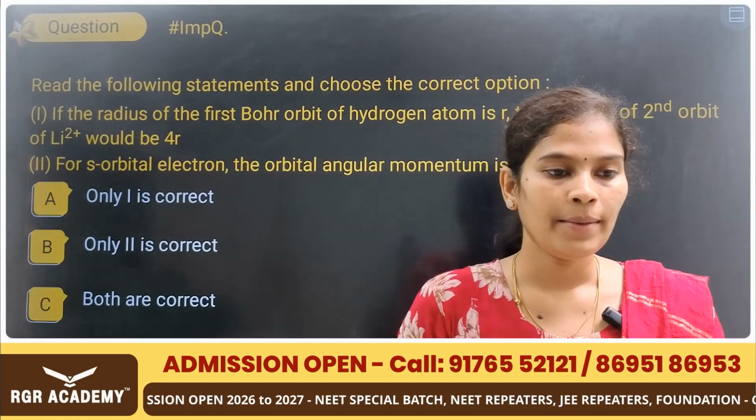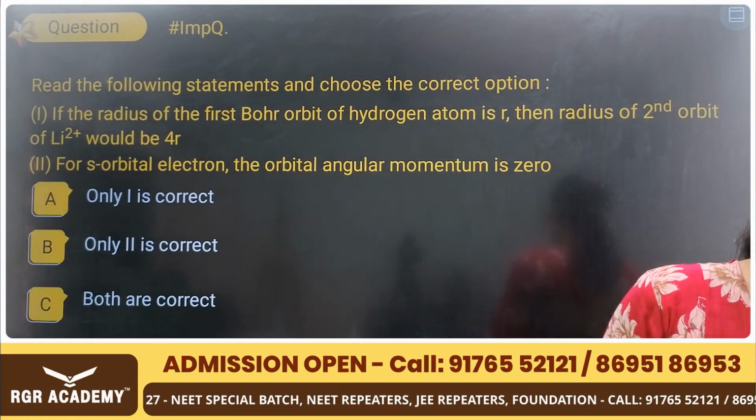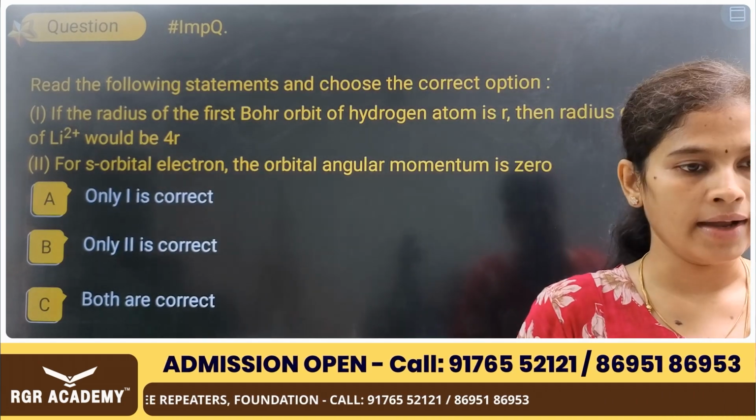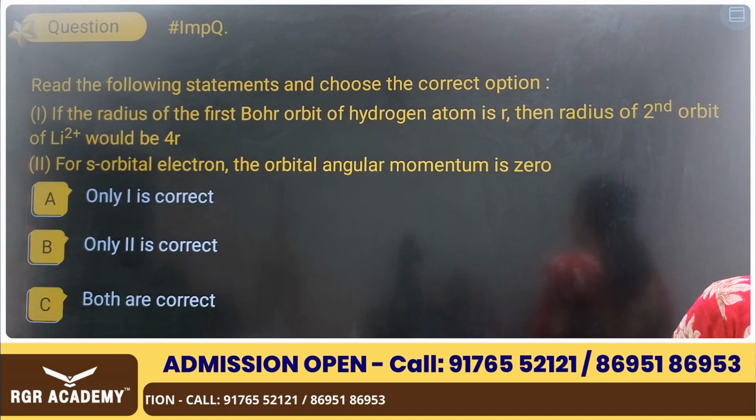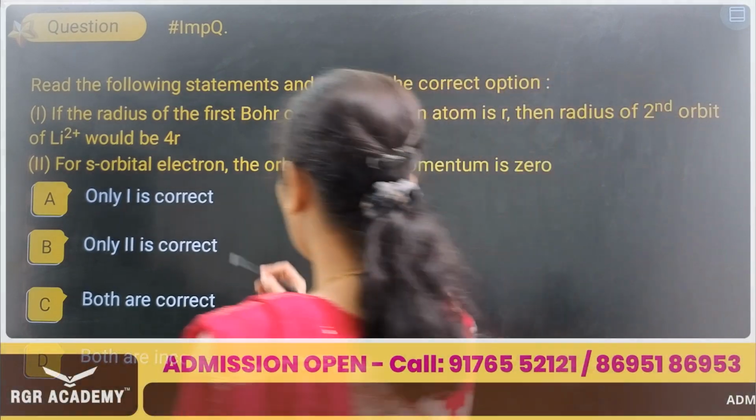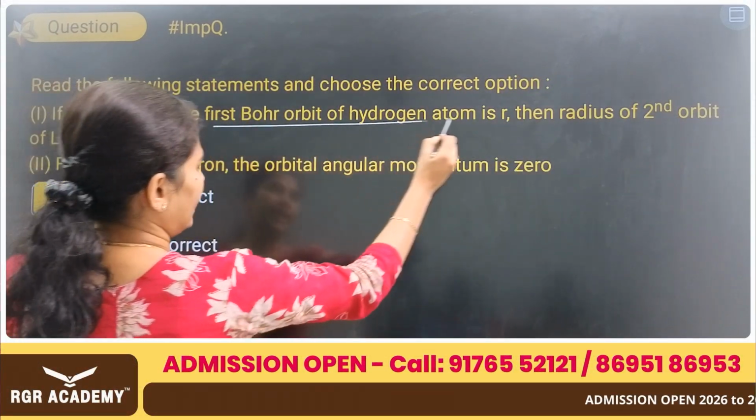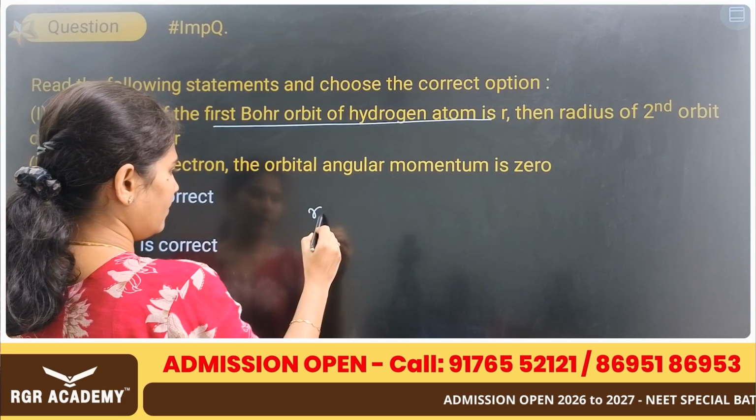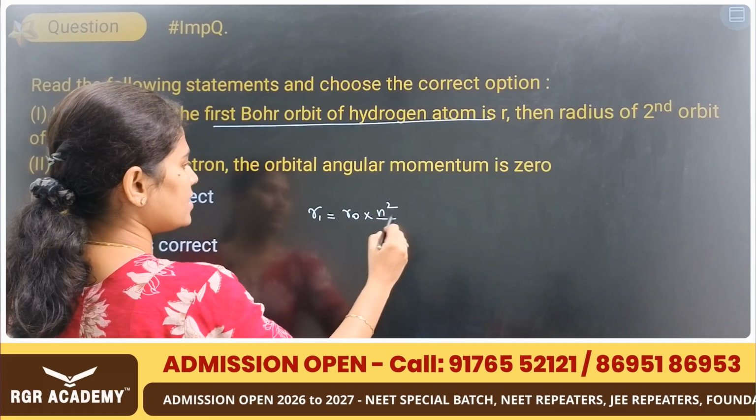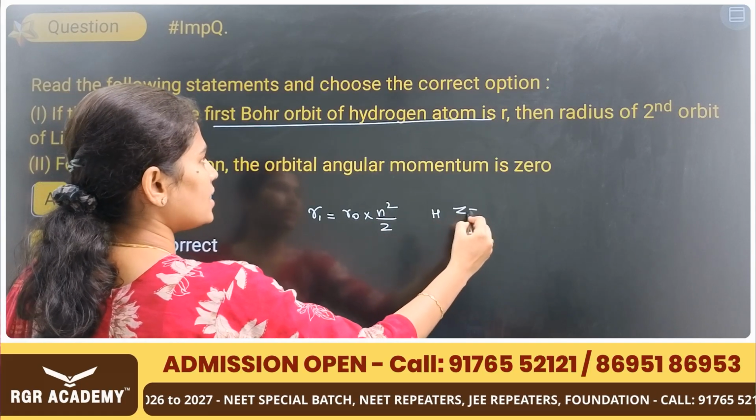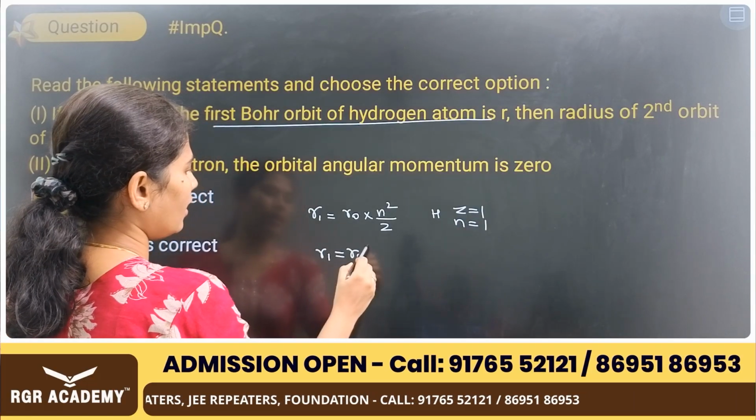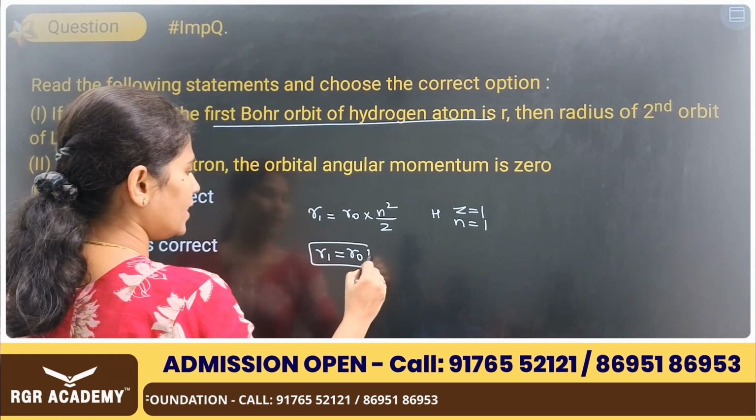So the statement type question, we have to select the correct statement. First statement: if the radius of first Bohr orbit of hydrogen atom is r, then the radius of second orbit of lithium 2 plus would be 4r. So we will check that. The radius of first Bohr orbit is taken as r, that is r is nothing but r naught n square by z square. For hydrogen, z is equal to 1. They are also mentioning n is equal to 1. So r1 is equal to r naught, which is simply taken as r.